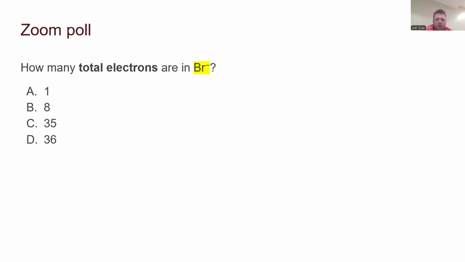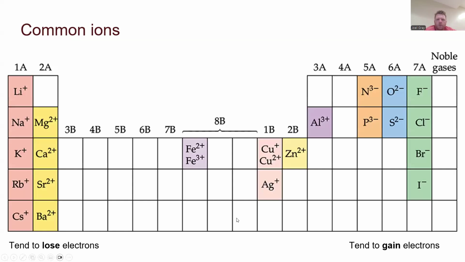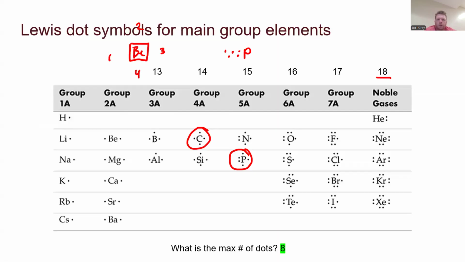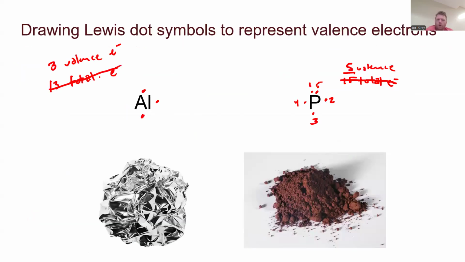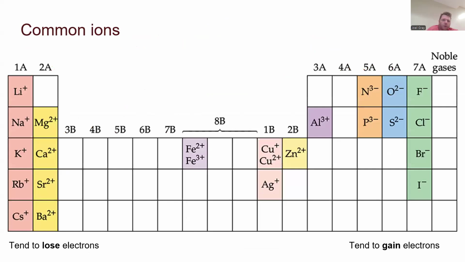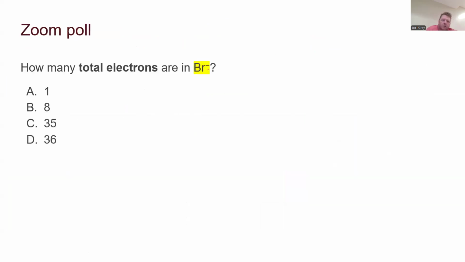So total electrons in Br. Now for this one, I'm going to bounce back to the periodic table. Br has a total of 35 protons. Yes. So that means it has 35 positive charges, and as a neutral bromine, it also has 35 negative charges. When we're talking about Br minus, well, this is the 36th electron. So our correct answer is D.